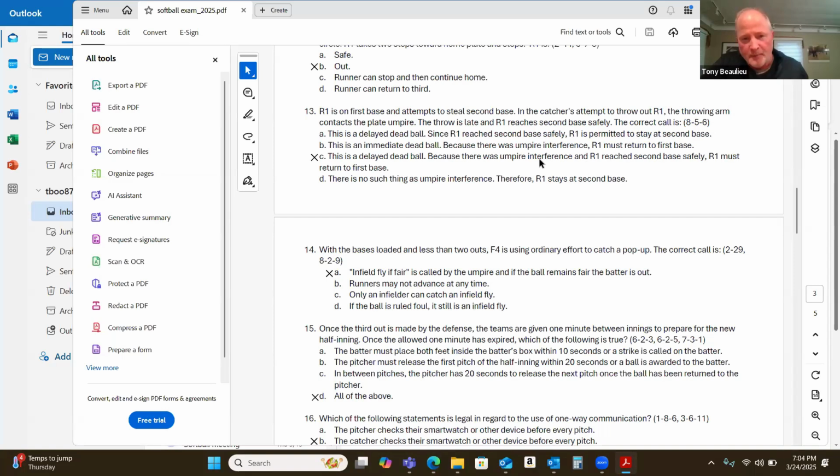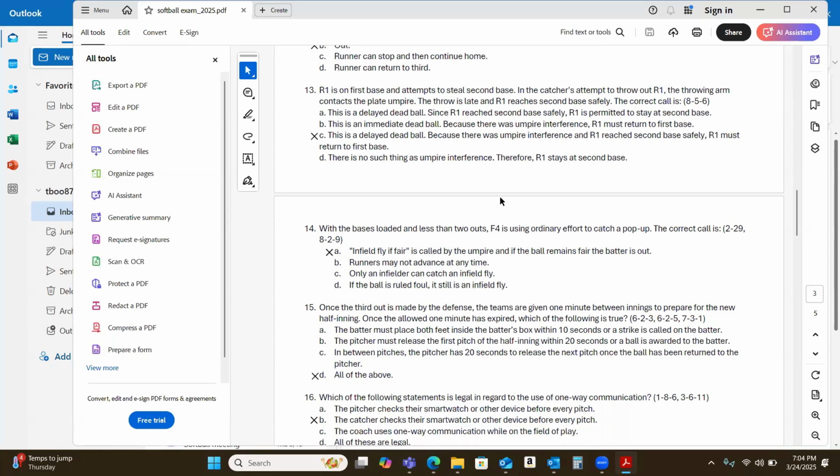It just means that you can't give a runner a base with dirty hands, because there would have been a potential for a play there. Does the pitch count? The pitch would count. The reason the pitch counts is because the umpire interference had nothing to do with the pitch. That's a great question, so I appreciate whoever asked it.